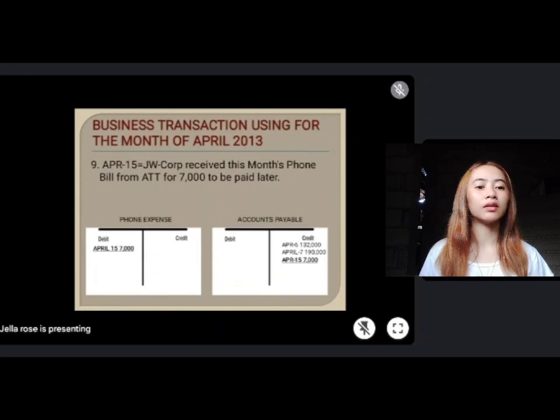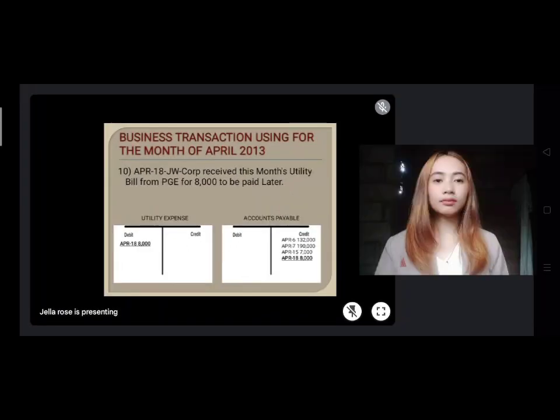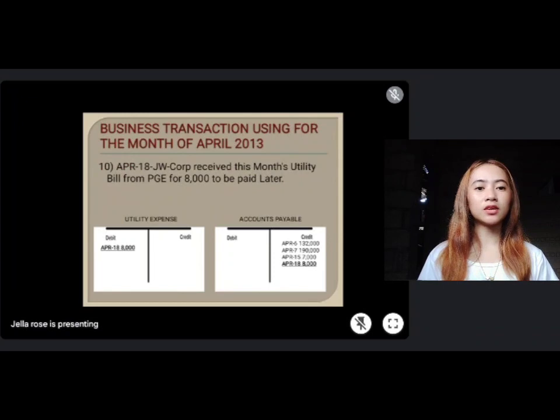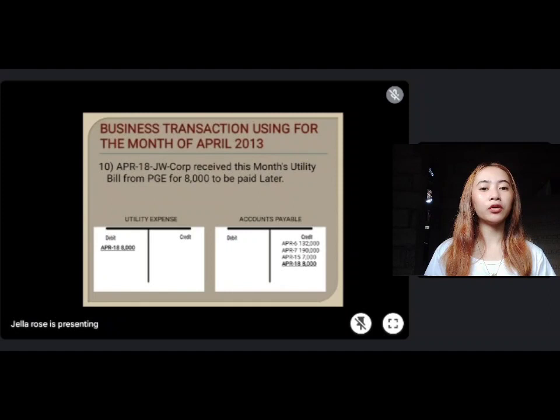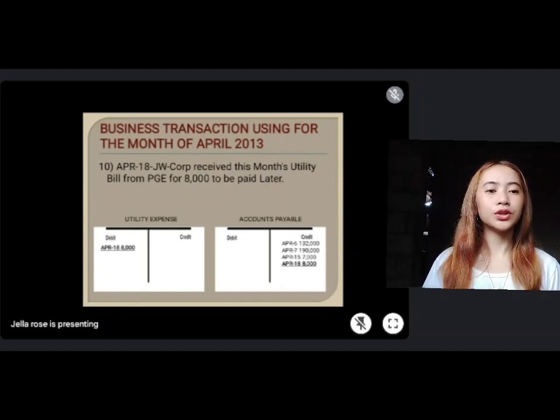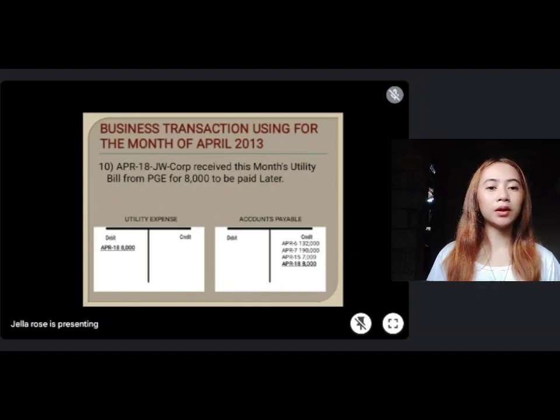it's not paid. Number 10, on April 18, JW Corp received this month's utility bill from PGE for 8,000 to be paid later. On April 18, the transaction increased expense and accounts payable. JW Corp received a utility bill of 8,000, so the utility expense is debited 8,000, and because it is not already paid, it is accounts payable credited 8,000.